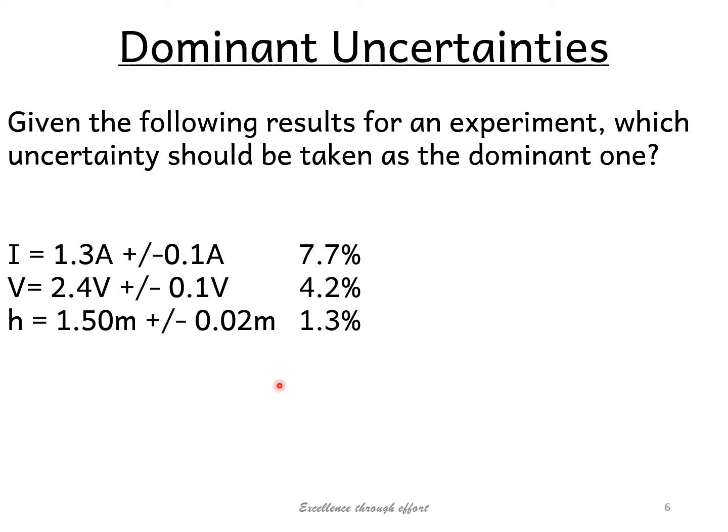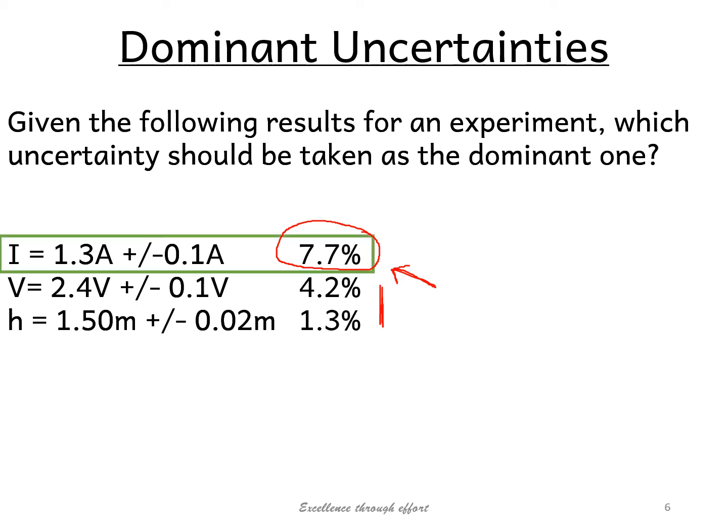And looking at this, you can see our smallest percentage uncertainty is 1.3 and our largest is 7.7. So in this case, we can take the percentage uncertainty in the current as being the dominant one, and we can kind of ignore these two. And the argument being that this is the one, because it's the largest, will have the biggest influence. And that's how we determine the dominant uncertainties. It's by looking at the percentage uncertainties of the things we want to combine and picking the largest one out of the set. So, as always, let's try one ourselves.